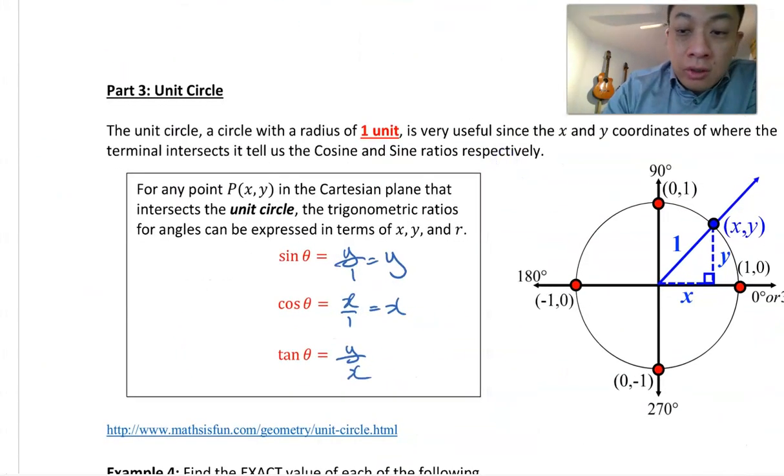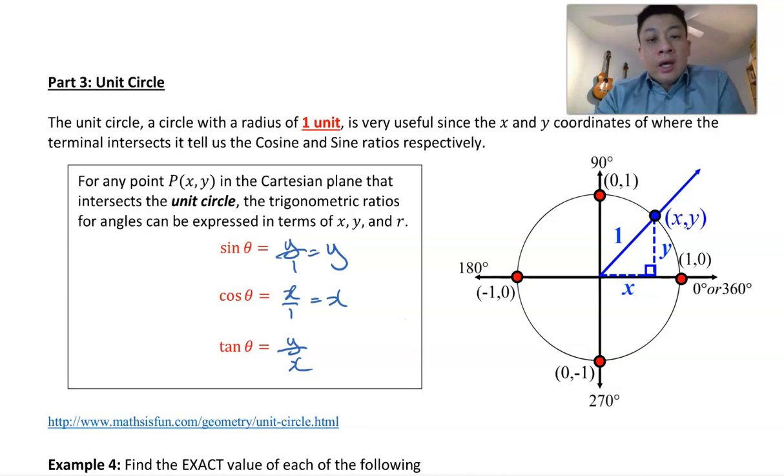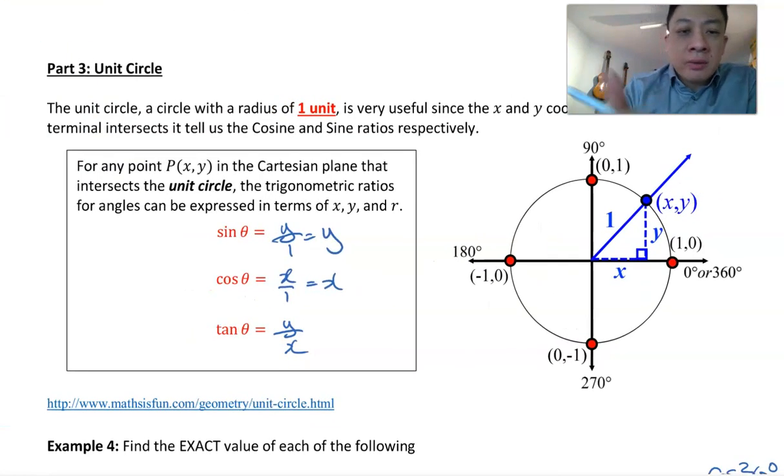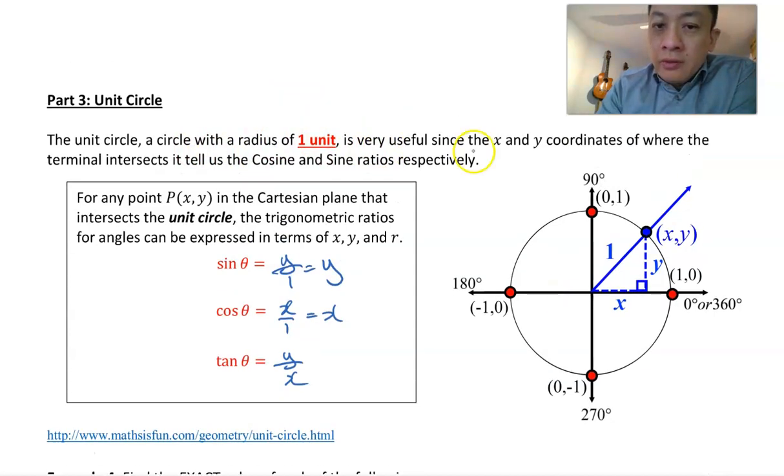Lastly, we got to talk about the unit circle. And the unit circle is a really handy way of looking at it because it's essentially the same as what we were doing on the other side with the previous example, but we are now declaring that the radius is just going to be 1. And if we declare it as a radius of 1, then things actually change very interestingly. Have a look. The unit circle, a circle with a radius of 1 unit, is very useful since the x and y coordinates of where the terminal intersects it tell us the cosine and sine ratios respectively.